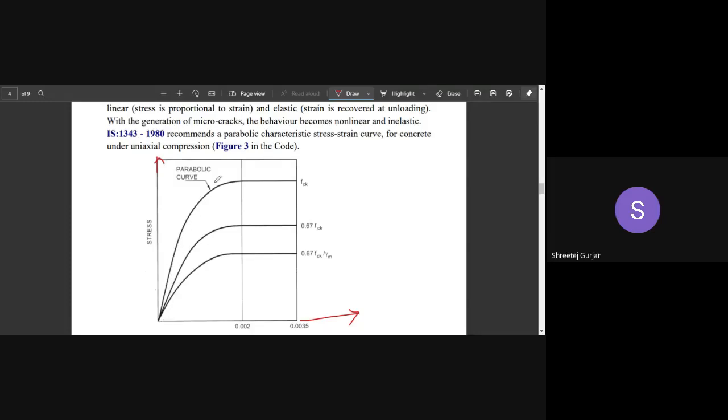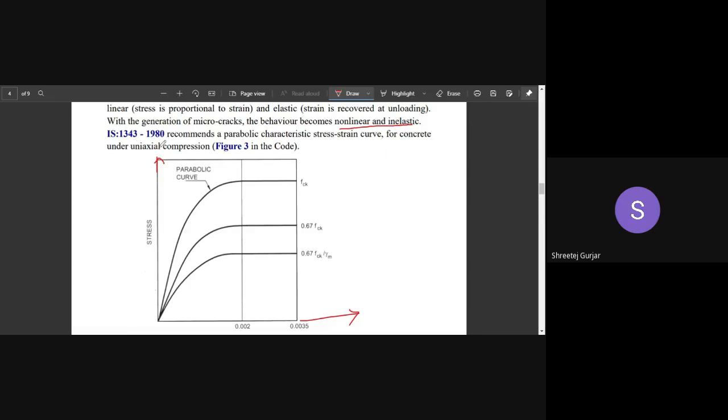But later on, with the generation of micro cracks after you increase your load, the behavior becomes non-linear and inelastic. Initially it was linear and elastic, but after a certain increase in load, there will be micro cracks, and the curve becomes non-linear and inelastic. You can see it is not straight and it is not elastic. It will form a parabolic curve.